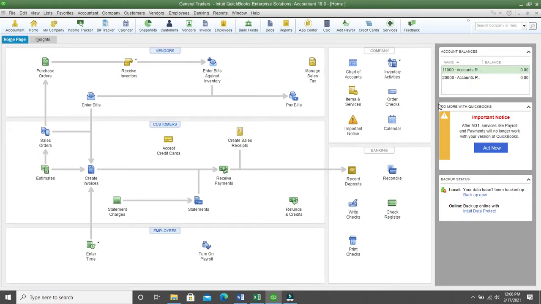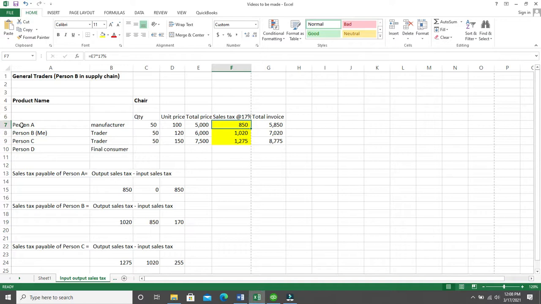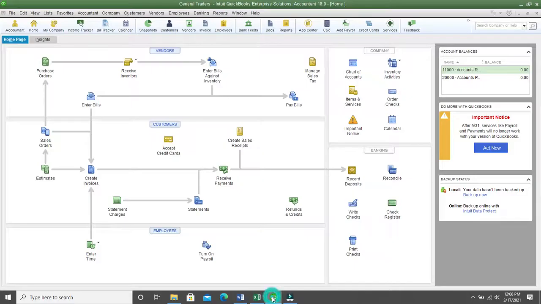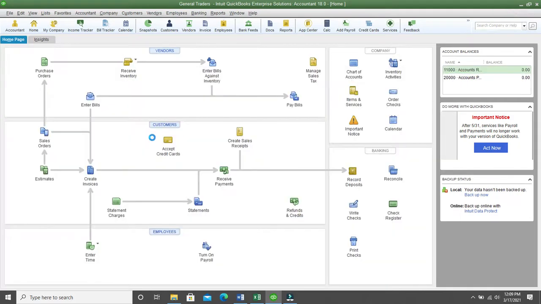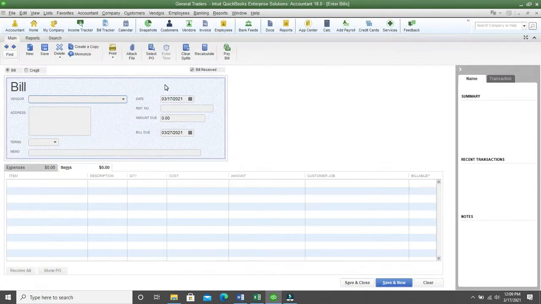Now go to, I have received the shares. Remember my illustration, I am receiving 50 shares from my vendor, person A. So I shall go to record these from receive inventory with bills. So select this, and you will go to this screen.